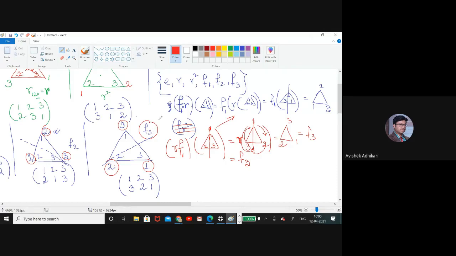So what do you get? You get F3 is nothing but RF1. Now somebody tell me, what is R square F1 of 1, 2, 3? Quickly, somebody tell me, what is R square F1 of this?